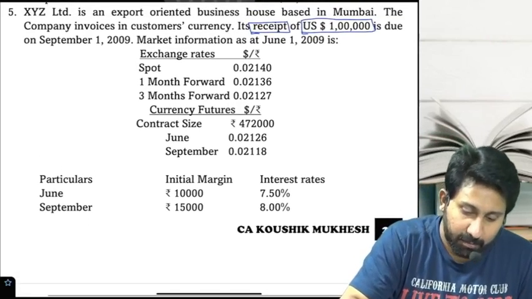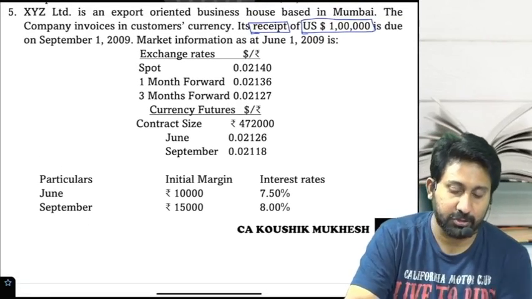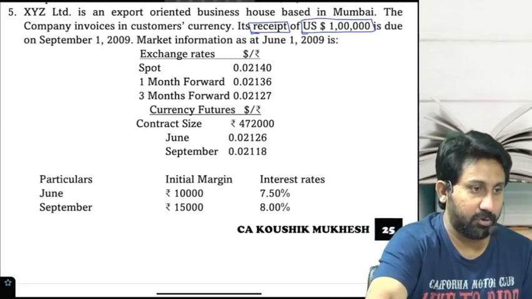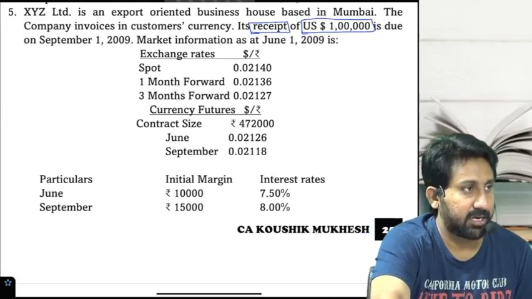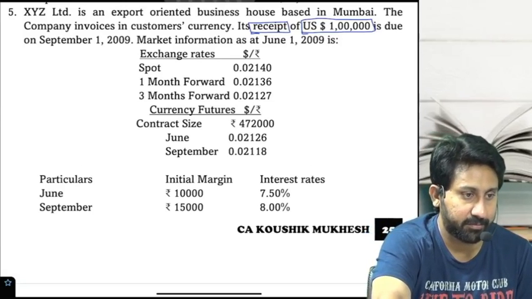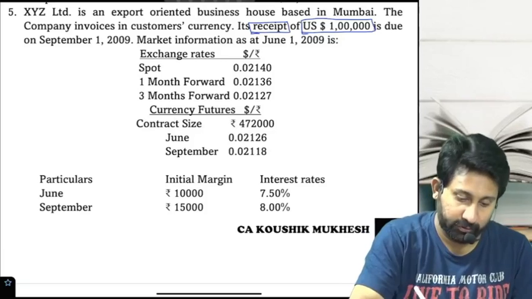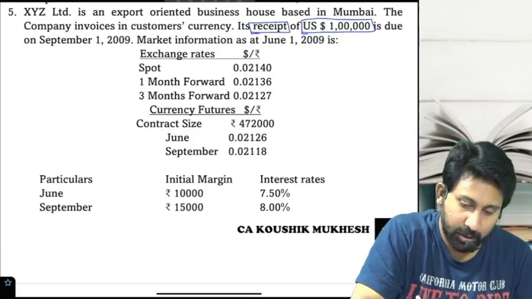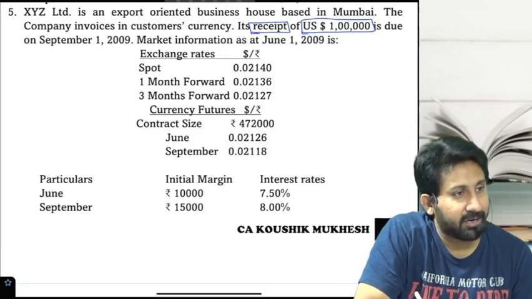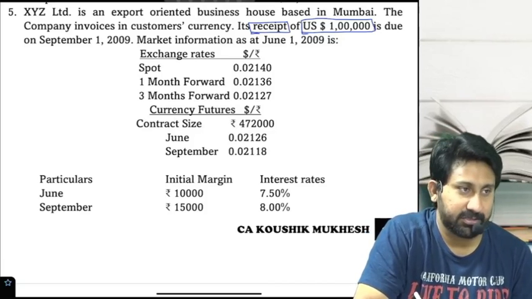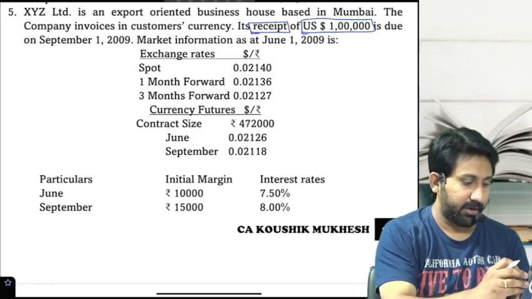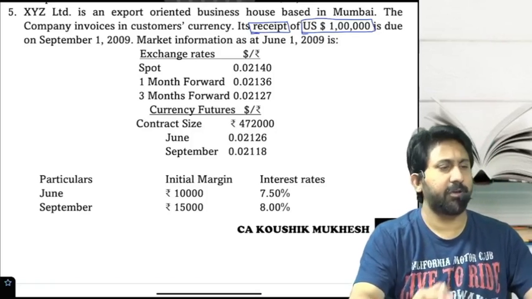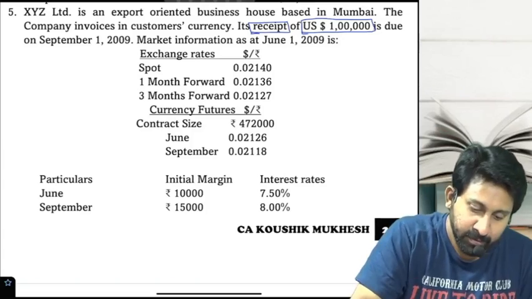Market information as of June 2009 is as follows. Let us see what is the information that is being given. First, spot. Is spot relevant or not relevant? Technically, spot is not relevant for us. Do you know why? In spot, we are not going to do any transaction.